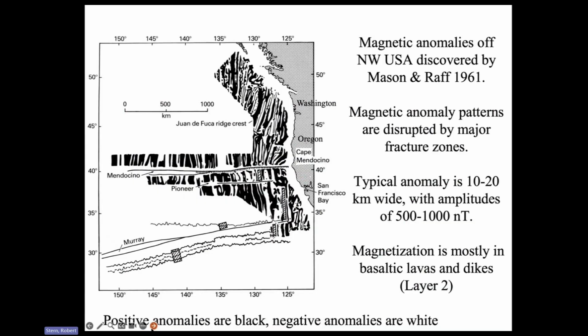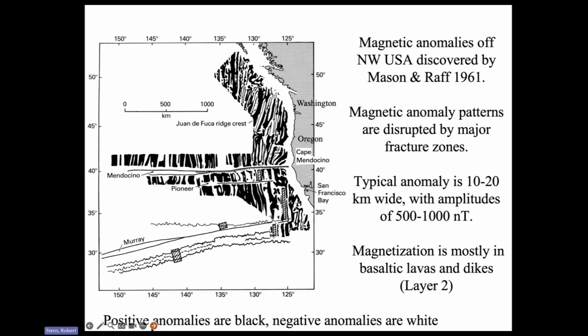Now, this is what got Mason and Raff going. So they were out mapping the seafloor, magnetically mapping the seafloor for the military, for the Navy, and they discovered this kind of a pattern. Now, it looks kind of like the skin of a zebra, doesn't it? And basically, the blacks are the zones where the magnetic anomalies are positive, and the white areas are where the magnetic anomalies are negative.